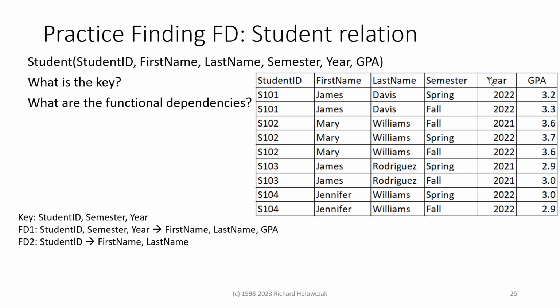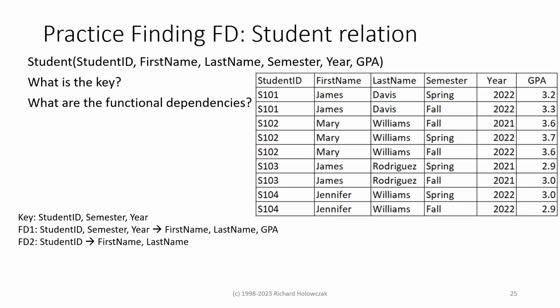As soon as we know what that key is, we can write down the first functional dependency. Student ID, semester, and year determines first name, last name, and GPA. And what else did you notice? You probably noticed that student ID by itself determines the first and last name. So that's pretty much a guarantee. So a second functional dependency here would be student ID determining first name and last name.